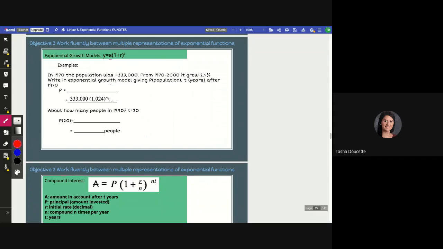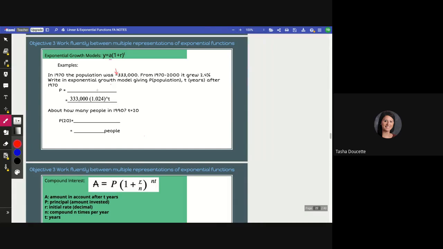All right, next problem. In 1970, the population was approximately, the squiggly line right here means approximately, 333,000. From 1970 to 2000, it grew, so that means it's a growth problem, 2.4%. Write an exponential growth model. You're just writing the equation where P is the population and t is years after 1970.